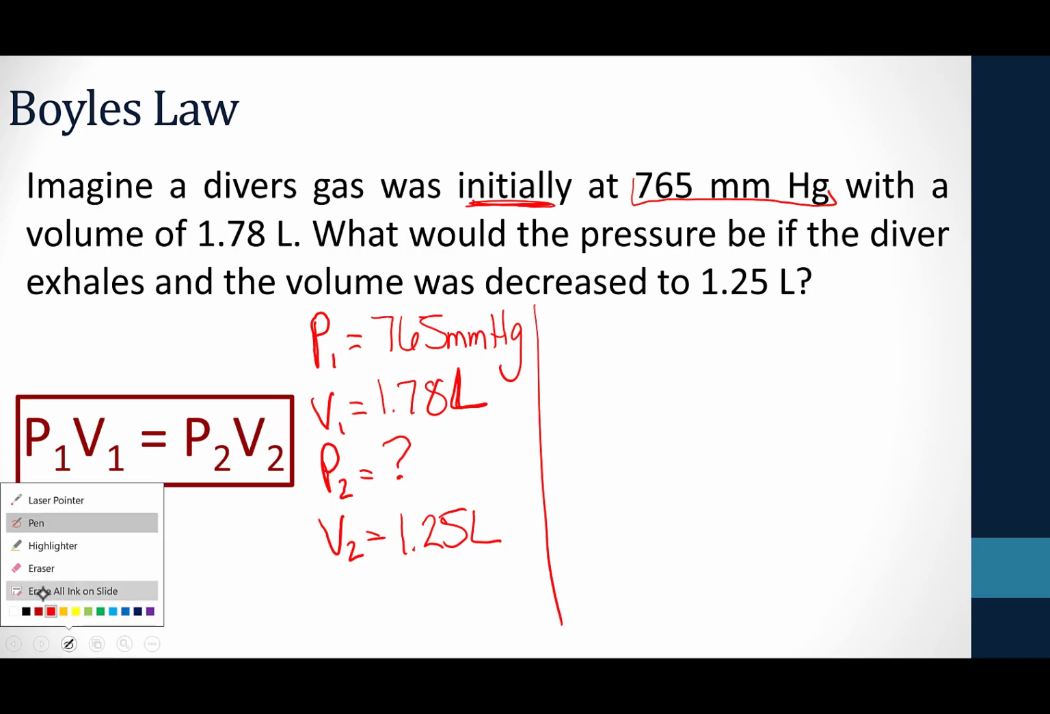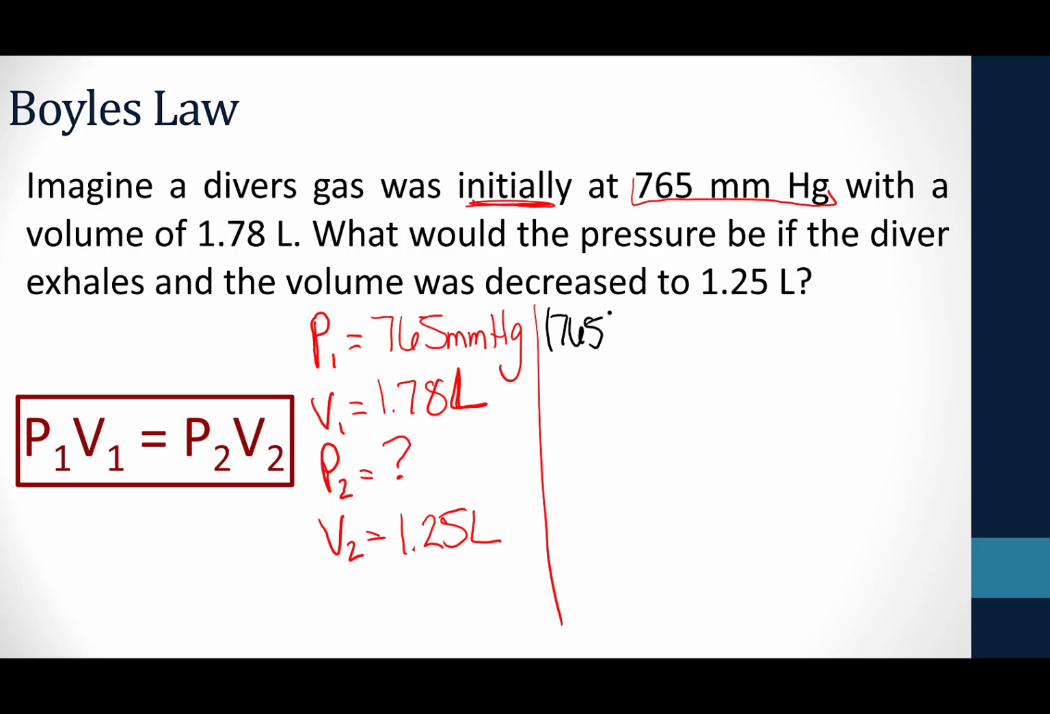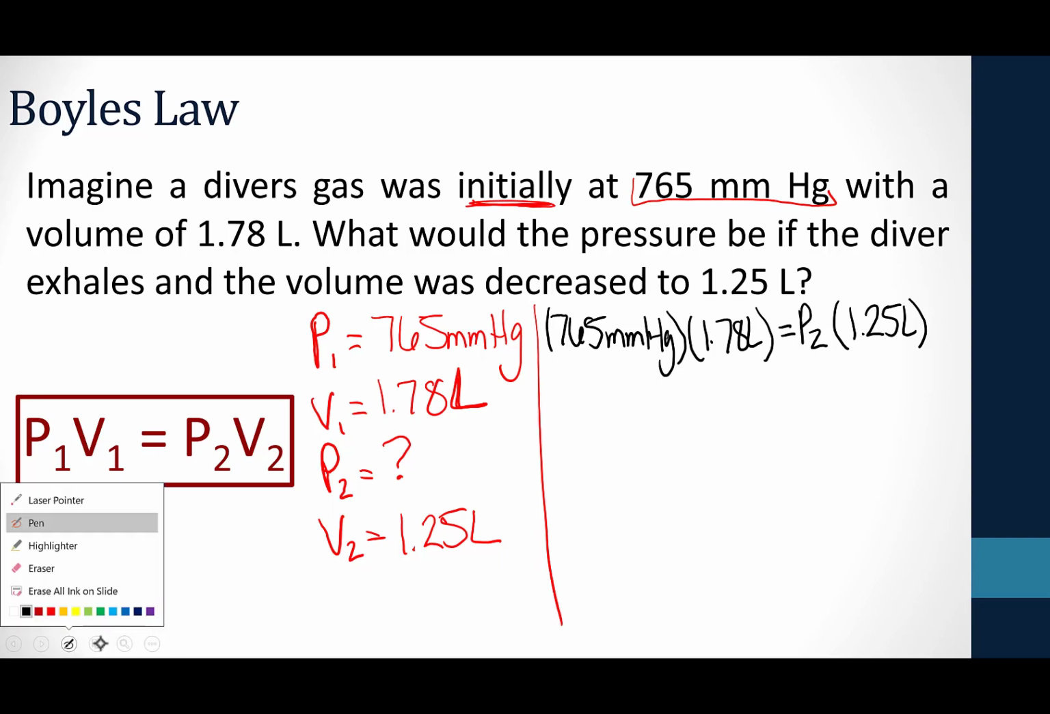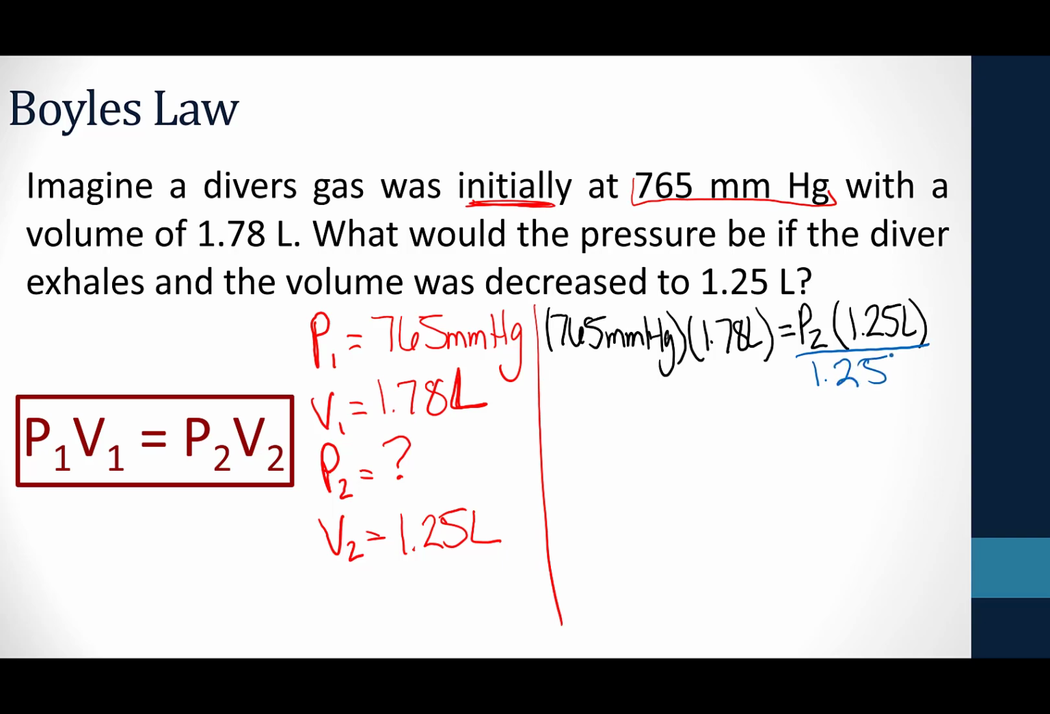Now that we have all of our variables in place, we just need to chug through the math. So plug it in and chug through it. We've got 765 millimeters of mercury times V1, which is 1.78 liters, and that's going to be P2 times V2, which is 1.25 liters. Basic algebraic rearrangement here. I want to get P2 by itself, so I'm going to divide by 1.25 liters. Whatever I do to the right side, I also have to do to the left side.